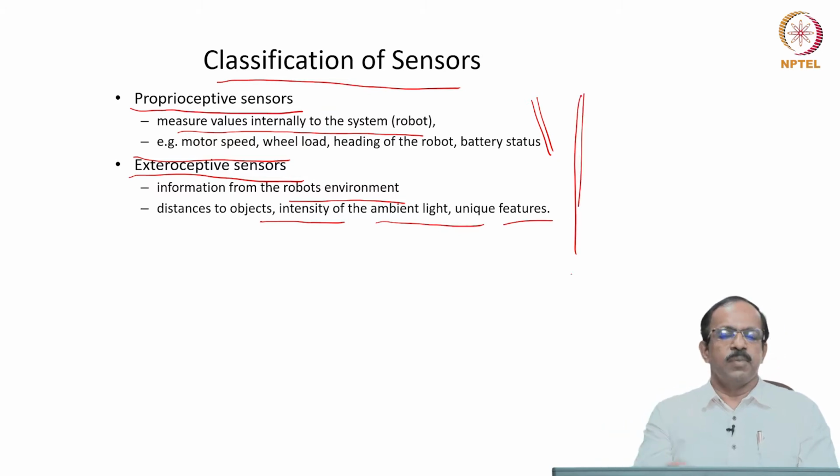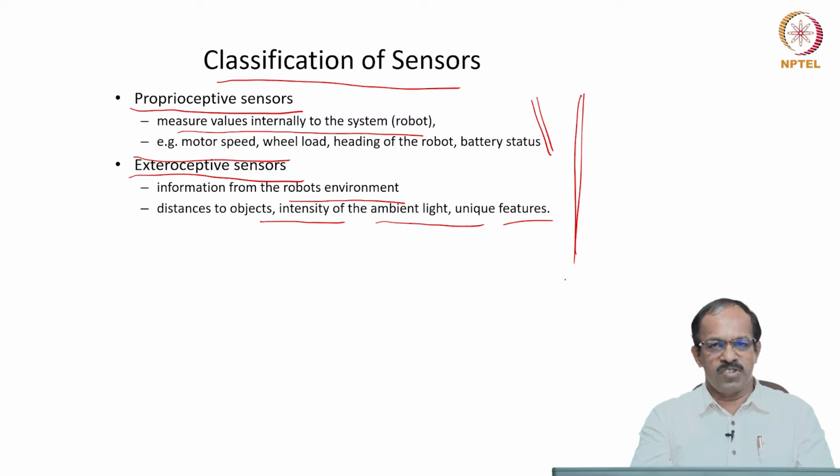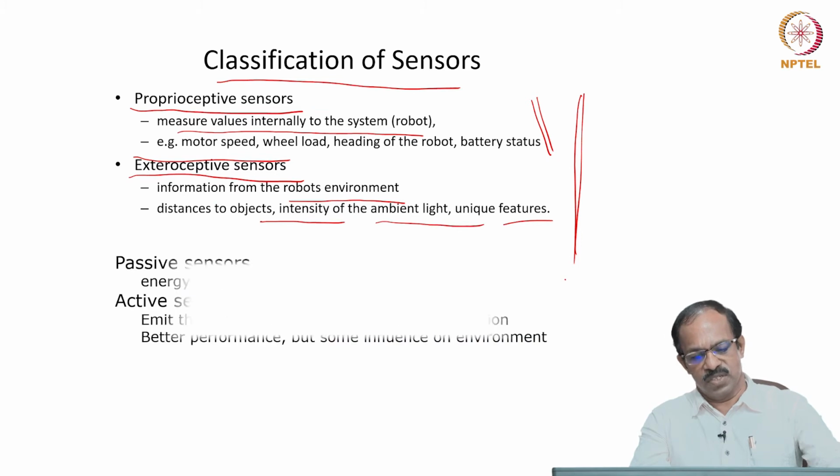Sometimes the same sensor can be used for both applications also. There are various combinations possible. Again, depending on the robot, we may require some information from outside the robot, some maybe from inside the robot. So whichever sensor is used for measuring the internal values, we call them proprioceptive, and whatever is used for outside information is known as exteroceptive sensors.